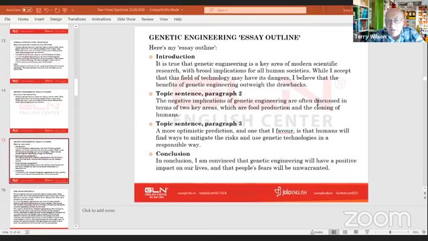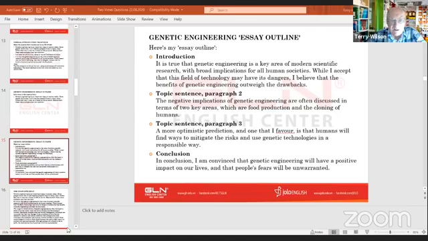And then for paragraph 3, the topic sentence: a more optimistic prediction, and one that I favour, is that humans will find ways to mitigate the risks and use genetic technologies in a responsible way. And then my conclusion. So this is where I restate my opinion. I am convinced that genetic engineering will have a positive impact on our lives and that people's fears will be unwarranted. So that's my essay outline, or essay plan.